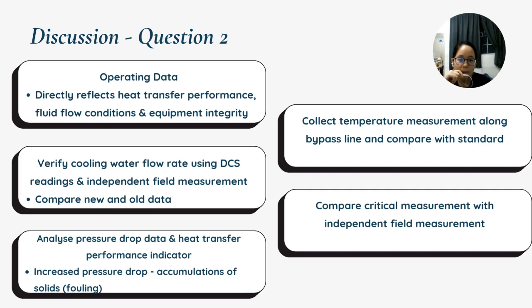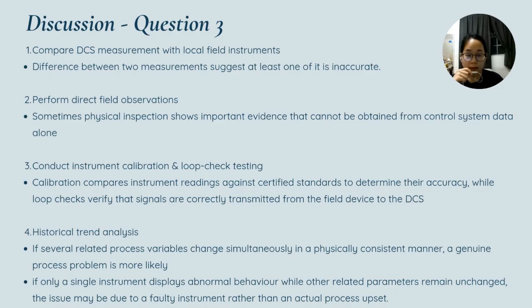Last but not least is to compare critical measurements with independent field measurements to find out which part of it is having a problem. Next, for question 3, to differentiate between an actual process problem and a misleading DCS measurement is to compare DCS measurement with local field instruments, because a difference between the two measurements suggests at least one of them is inaccurate. Next is to perform direct field observations, because sometimes a physical inspection shows important evidence that cannot be obtained from control system data alone.